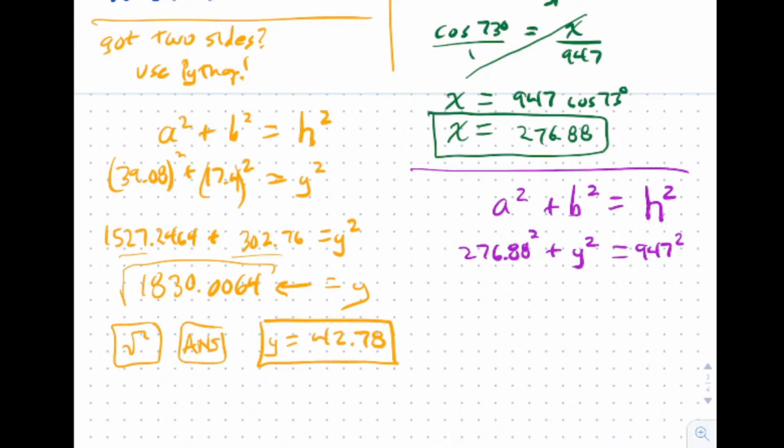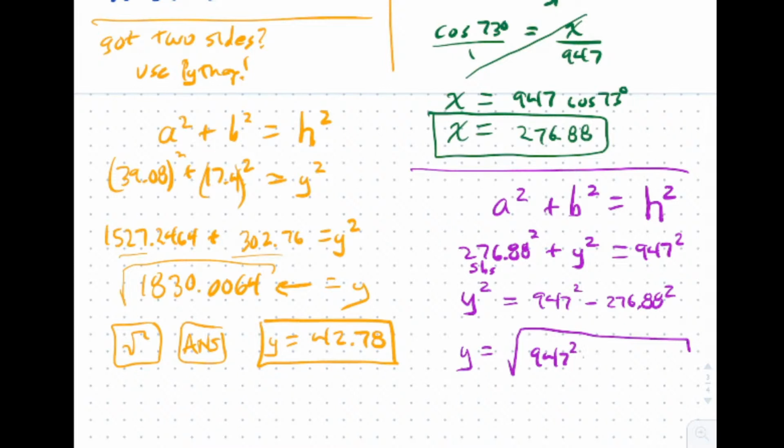Okay, now I want to solve this thing. So I'm going to write stuff down like this. Notice first you'd want to subtract both sides, that's SBS for subtract both sides. So that would get me y squared equals 947 squared minus 276.88 squared. And then to get y by itself, I would have to take the square root. But remember, you're taking the square root of what you get after you subtract. You have to take the square root of all that stuff after it's been done. So that's what it looks like.